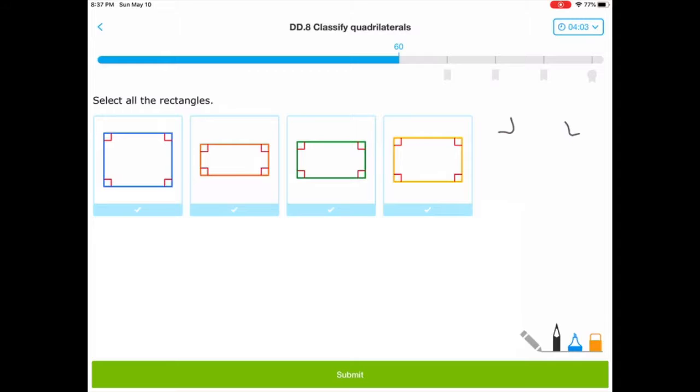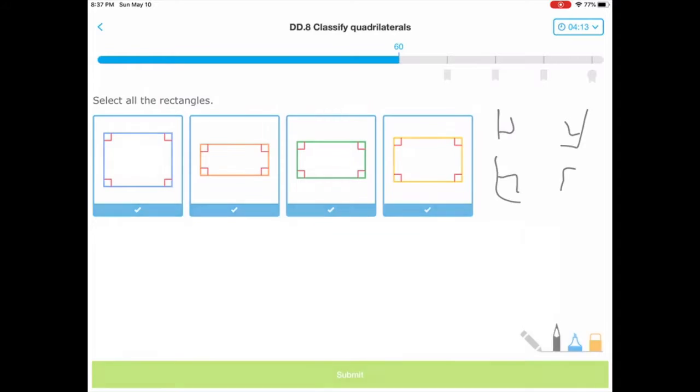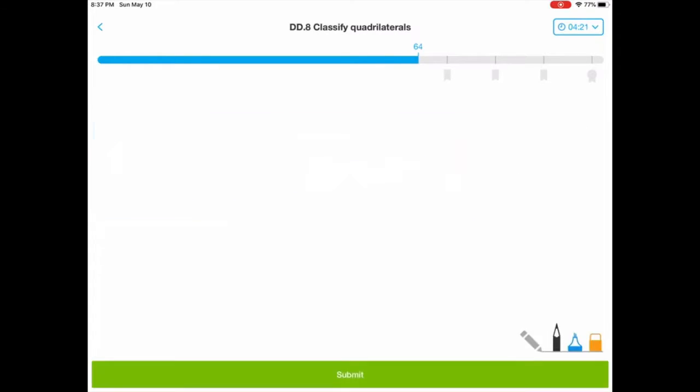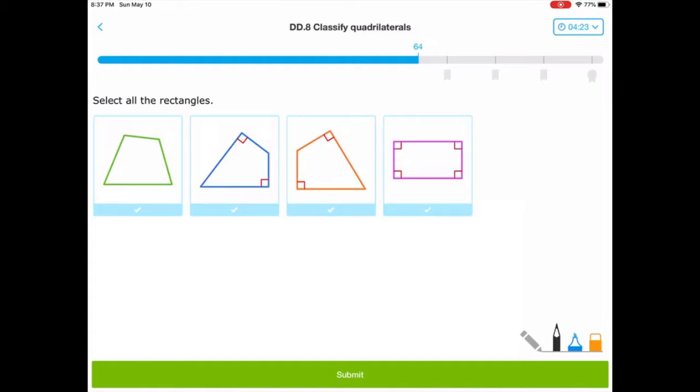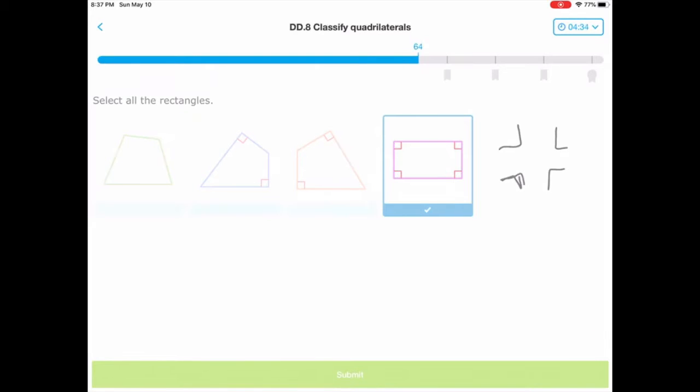Okay, select all the rectangles. Remember, rectangle is anything that has 4 right angles. So 4 little angles where we can draw a little square in there. Looks like all of these apply. Let's check it and see. Okay, keep going here, selecting all the rectangles again. Looking for four right angles here. Looks like I only see one that has 4 right angles.